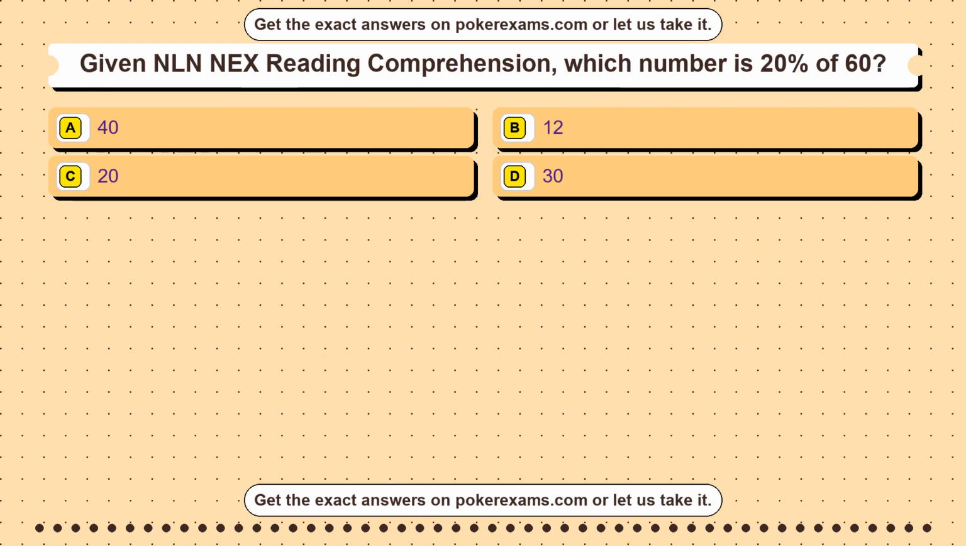Question 28. Given GED probability practice, which sentence uses correct subject-verb agreement? Option A: The student be ready. Option B: The students is ready. Option C: The student are ready. Option D: The students are ready.